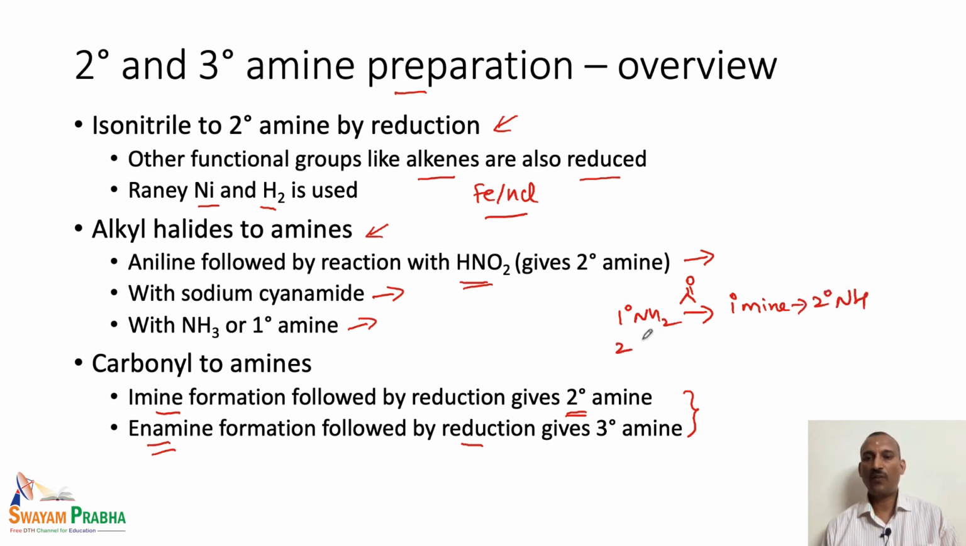And if we start with the secondary amine, reaction with the carbonyl compound containing alpha hydrogen gives the enamine derivative. Reduction of this enamine derivative gives the tertiary amine. So these are the two methods by which a carbonyl compound can be converted to either secondary or tertiary amine.